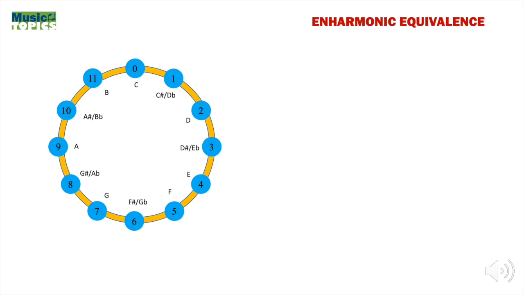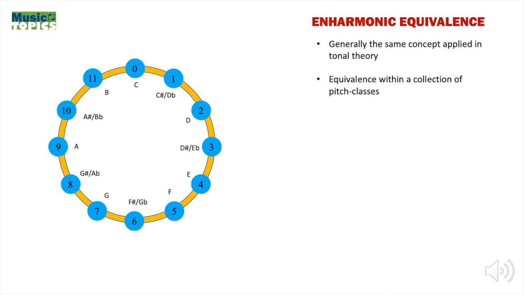Enharmonic equivalence. Generally speaking, enharmonic equivalence is almost the same as enharmonic pitches in tonal theory. In tonal theory, enharmonics are considered two separate notes that share the same sounding pitch, but in post-tonal theory, enharmonic relationships share the same pitch class. They're kind of just the same thing. C sharp and D flat are both 1. F sharp and G flat are both pitch class 6, and so on.